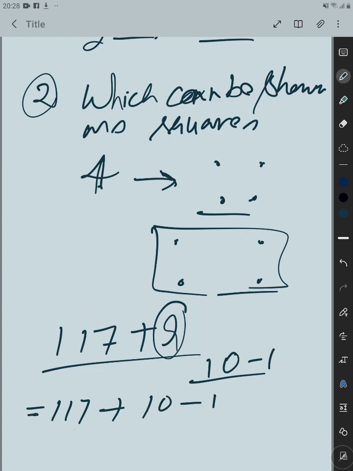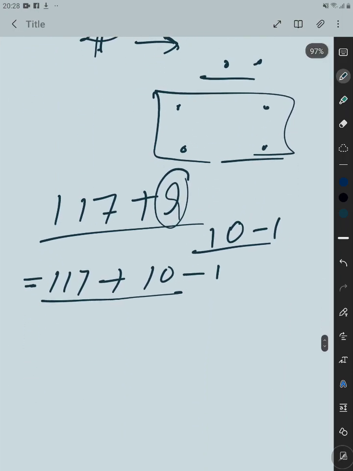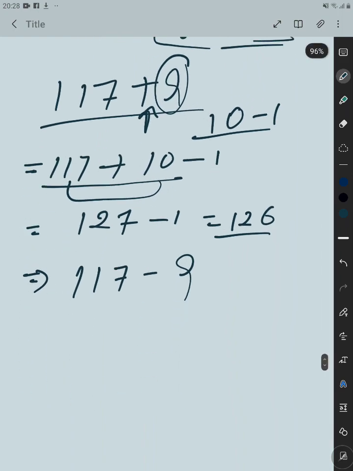Any kind of operation with 10 or 100 or 1000 is easier. So we can add these two, and it will be 127, and subtract 1, and we'll get 126. So adding, subtracting, multiplying by the number 10 or 100 or 1000 is a lot easier. What is another example? Yeah, that is 117 minus 9. Here we have done a plus, and here it is 9. So similarly, you can write this as 117 minus 9.